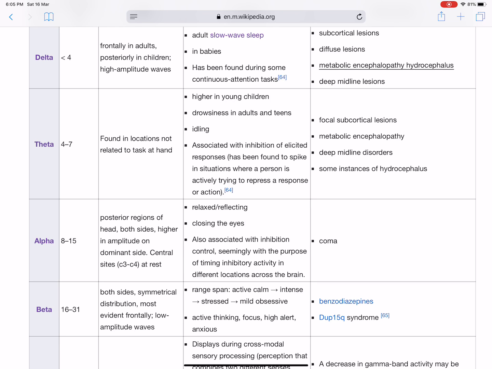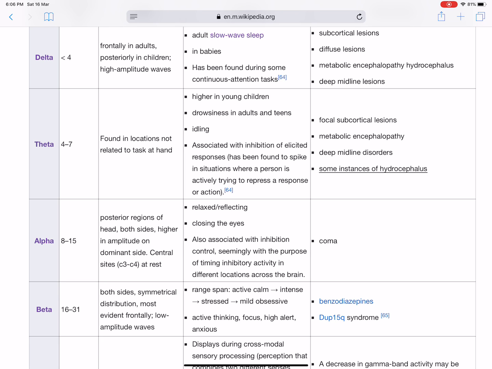Theta: found in locations not related to task at hand. Higher in young children, drowsiness in adults and teens, idling, associated with inhibition of elicited responses; has been found to spike in situations where a person is actively trying to repress a response or action. Pathologically: focal subcortical lesions, metabolic encephalopathy, deep midline disorders, some instances of hydrocephalus.